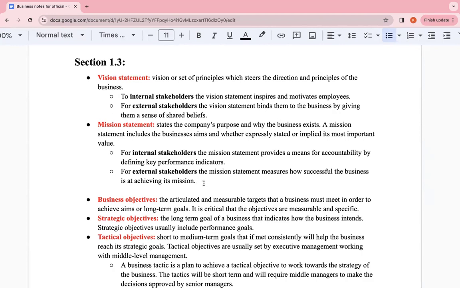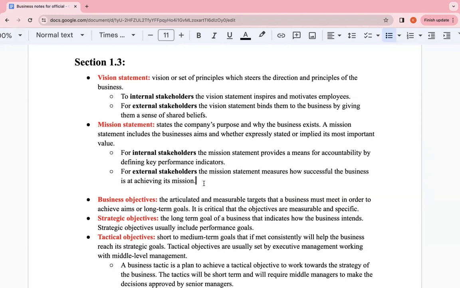So basically, having a vision statement will inspire and motivate employees because they actually have a purpose. They have something, a vision they want to achieve. So it's something that will make them more efficient in their work due to the fact that it inspires and motivates them. For external stakeholders, who are external stakeholders? External stakeholders are customers and the community, mainly. And it's the vision statement that binds the customers and the community to the business by giving them a sense of shared beliefs.